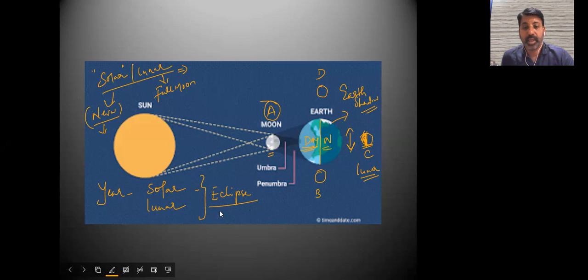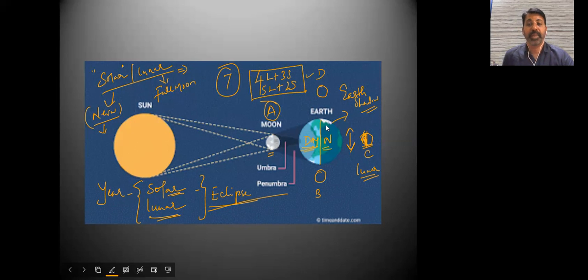In the whole year, how many solar eclipses are possible? How many lunar eclipses are possible across the globe? This question was asked in your IAS prelims exam. So the total number of eclipses that can happen in a year is 7. Keep it in your mind. Out of this, 4 can be lunar and 3 can be solar, or 5 can be lunar plus 2 solar. This is the combination.